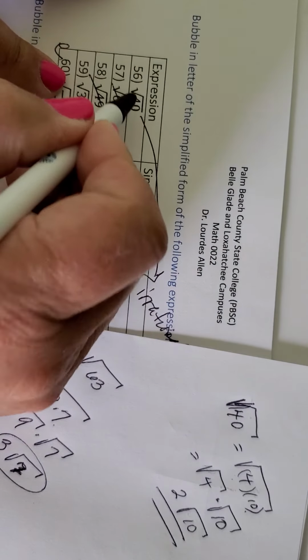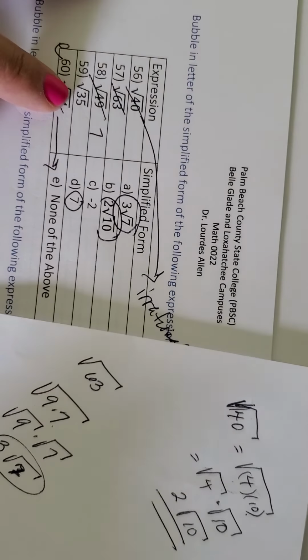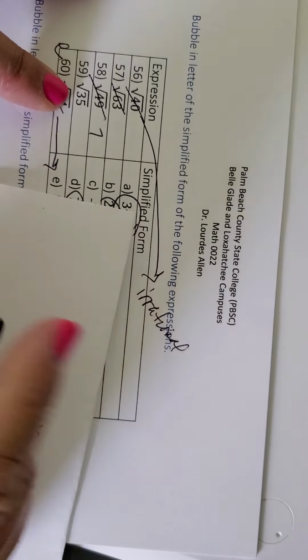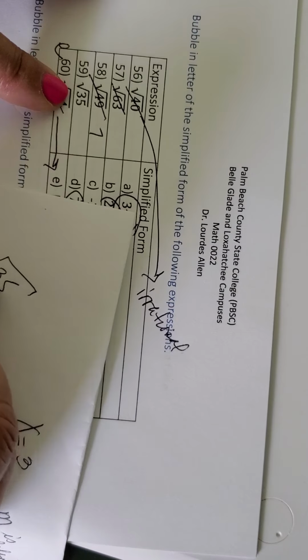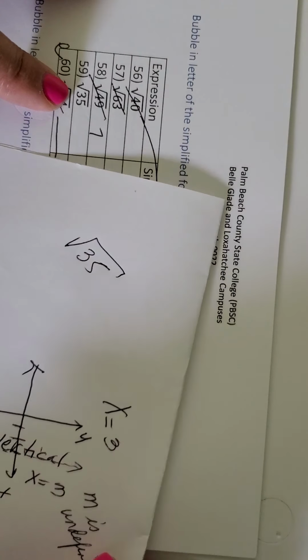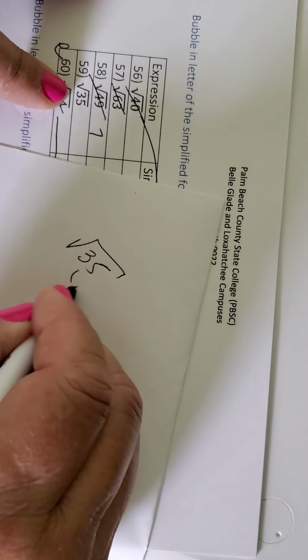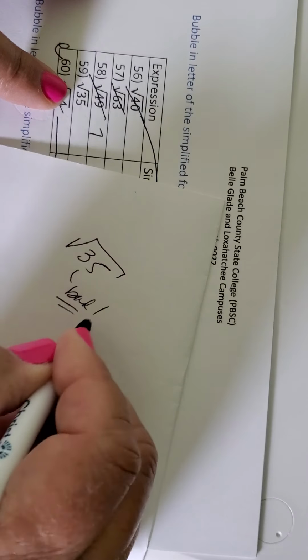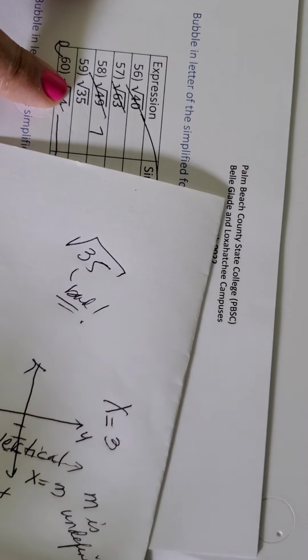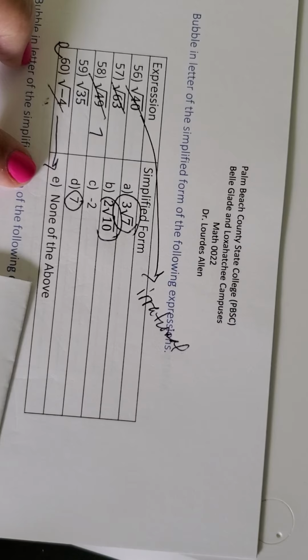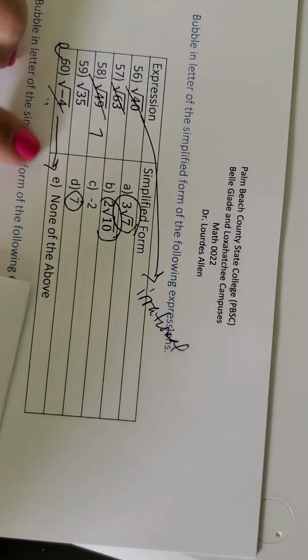I did this, I did this, I did this. And now let me look at the square root of 35. Oh, Lord. There's nothing that I can do. 7 times 5, but 7 is not a perfect square. 5 is not a perfect square. So it looks like this is bad luck. Bad luck. Because there's nothing that I can do to make it more simple. So the answer would be none of the above. None of the above.